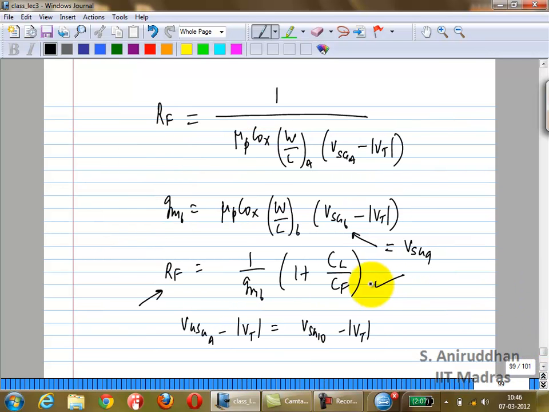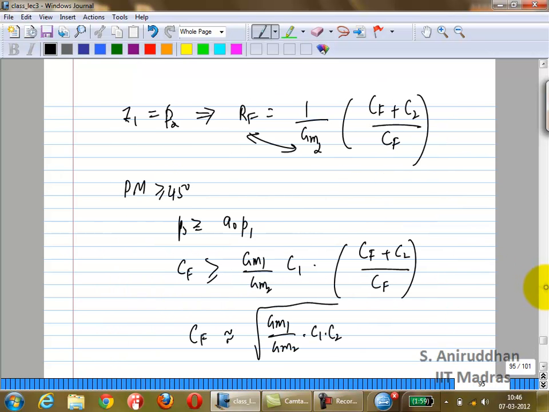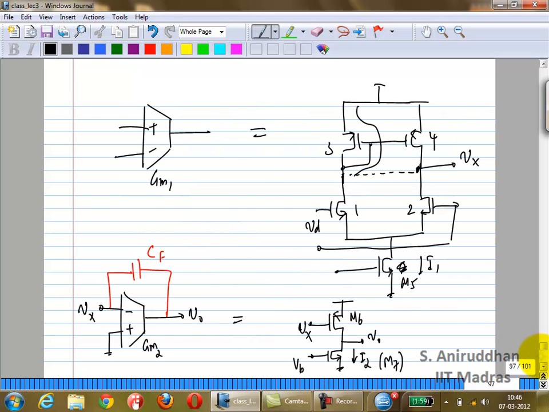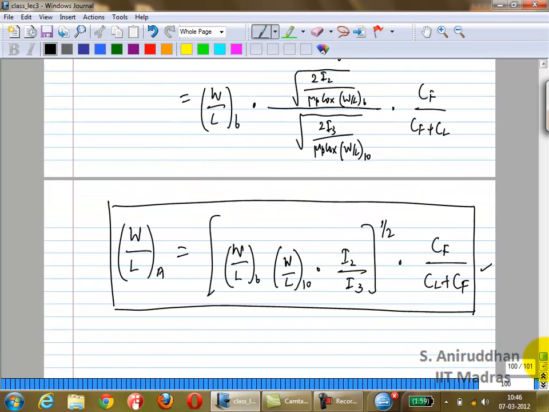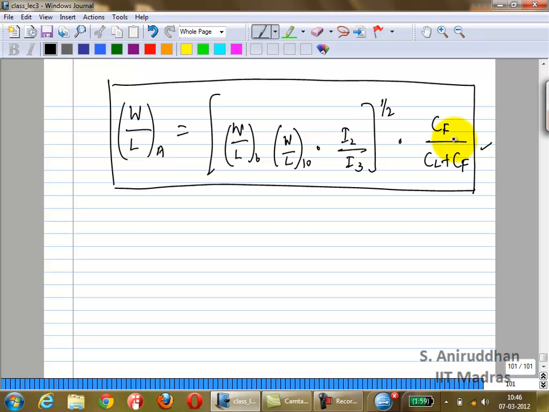I took RF as this is the relation you have based on pole zero cancellation. Z1 equals P2 gave you this relation. Right? That is what you want. Z1 equals P2 is what you are finally trying to achieve. That is what gave you this relation. And finally, that also gives you the value of RF, because RF does implicitly depend on CF.